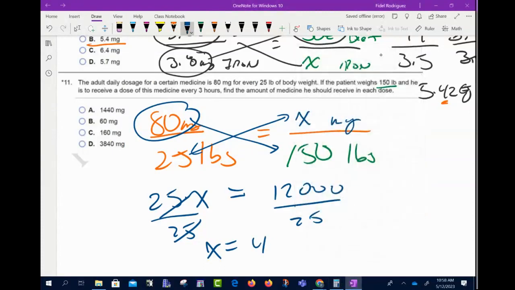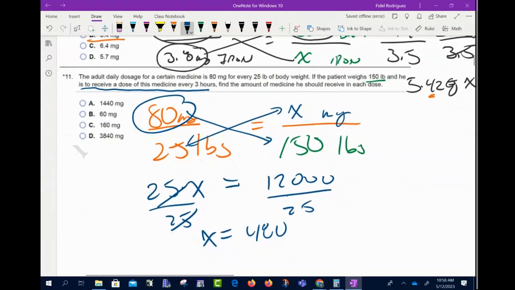480. That's not one of my choices though. No. There we go. Okay, here we go. I didn't even finish reading the problem. If he is to receive a dose of this medicine every 3 hours, find how much medicine he should receive in each dose. Okay. Let's see.